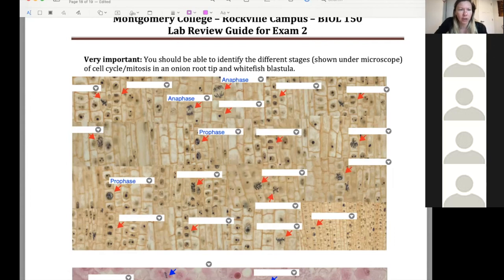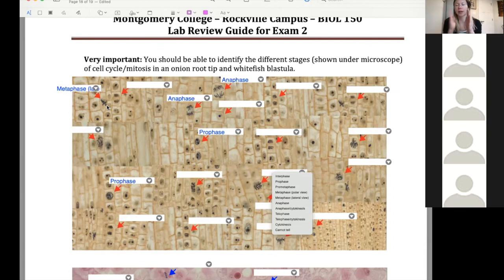Let's see, what's being shown here where they're lined up? Metaphase. Yes, metaphase. It's a pretty distinct cell phase, right? Because they're all in the center. Although depending on how you view the cell, it could look like a line or it could look like something like this. Depending on whether you have a top-down view or you're looking at it from the side, that's what these distinctions mean: metaphase polar view or metaphase lateral view. If it looks like a line and they're all lined up in the center, that's the lateral view. If it looks like you're looking into a tube of pencils and they're all sticking up at you, that would be the polar view.